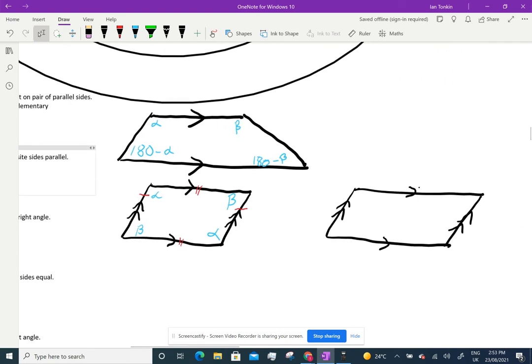Righto. Now we talk about diagonals. The diagonals of a parallelogram do something. They're not the same length, all right? This one is going to be shorter than the other one, but they do bisect each other into equal parts. So the diagonals bisect each other.